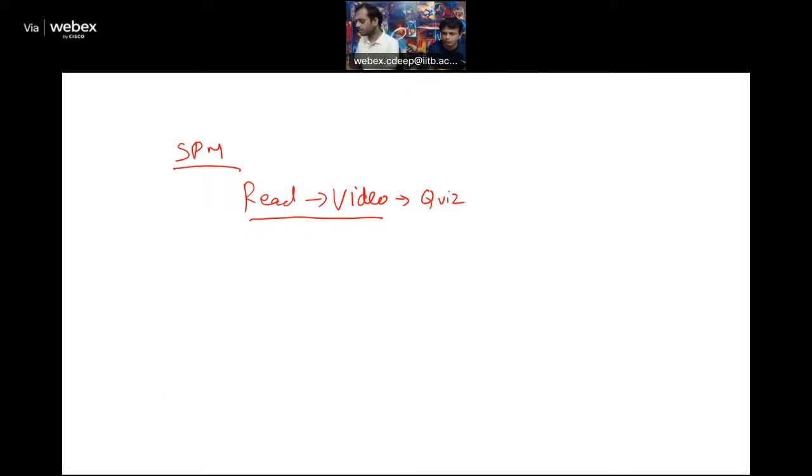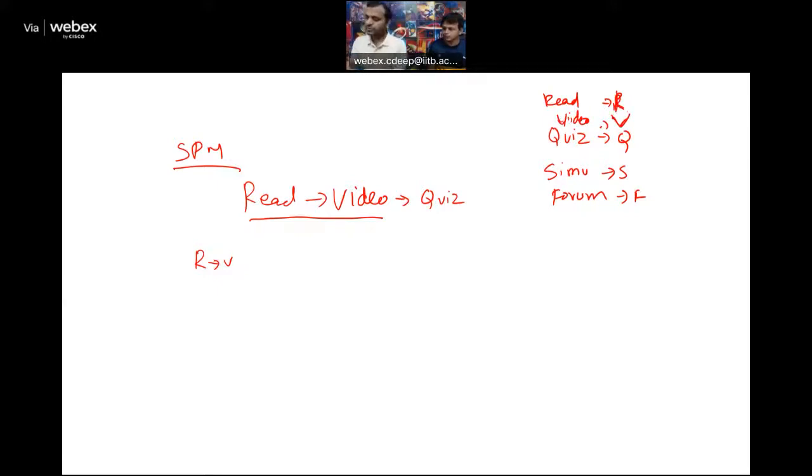So the first thing is, consider there's a pattern called read to video. Similarly, there are many patterns. Let's consider read to video, quiz, video to simulation, something like a forum. Okay, we now have a set of actions: read, video, quiz, and forum. So what we usually do is first identify the patterns.